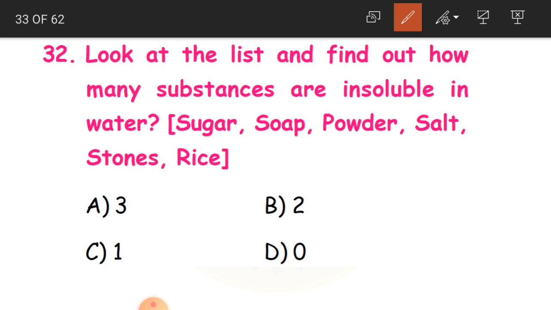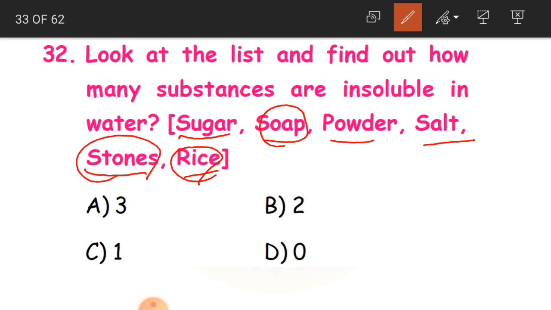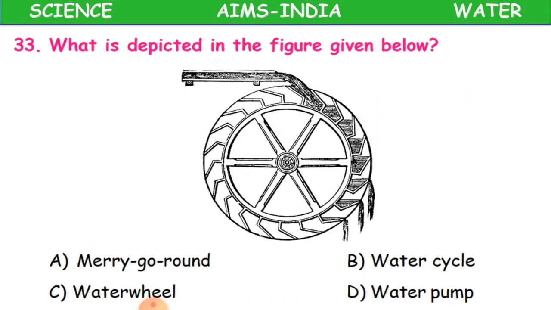Okay, so children, see here. If you see, sugar is soluble. Again, soap is insoluble. Powder is soluble. Salt is soluble. Stones and rice are insoluble. So I am just circling them. So how many did we get? We got 3. So that is why option A is the correct answer. Clear, children? Now the 33rd question.